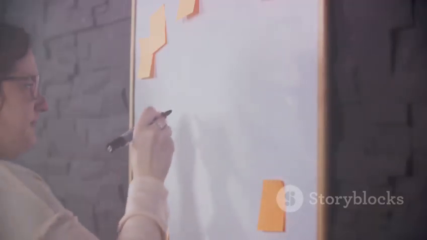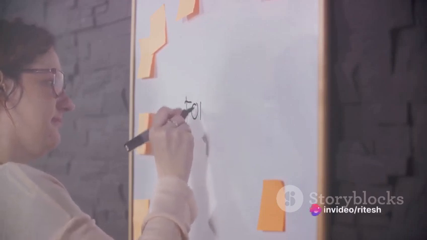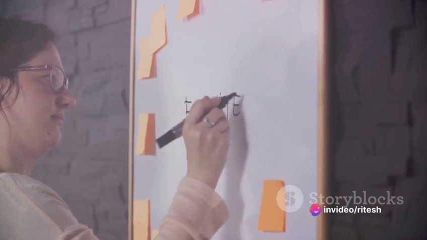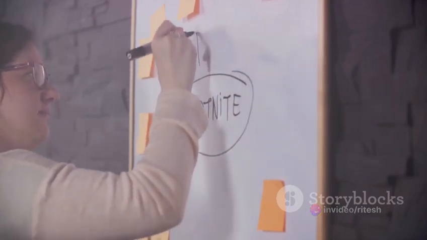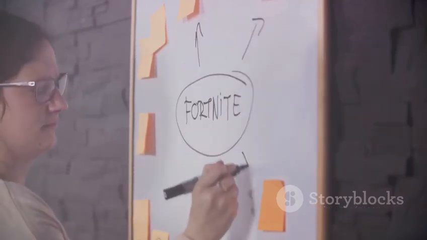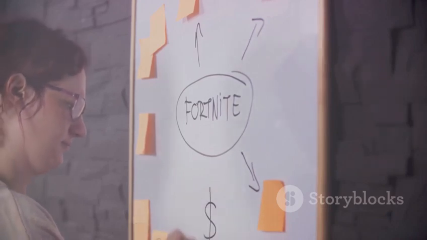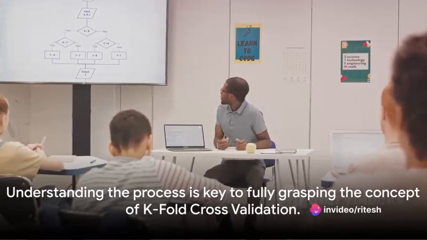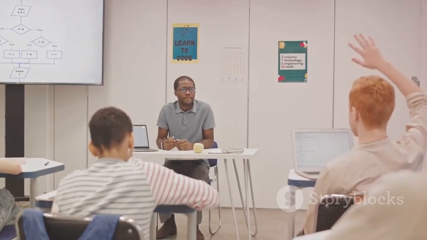This process allows us to avoid overfitting, a common issue where a model performs well on the training data but poorly on unseen data. By validating our model multiple times, we ensure that it can generalize well to new data, making it robust and reliable. Understanding the process is key to fully grasping the concept of k-fold cross-validation. This powerful technique is an essential tool in any data scientist's toolkit, helping us build models that are not just accurate, but also reliable and robust.